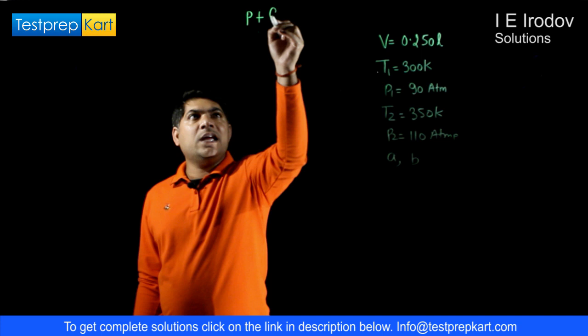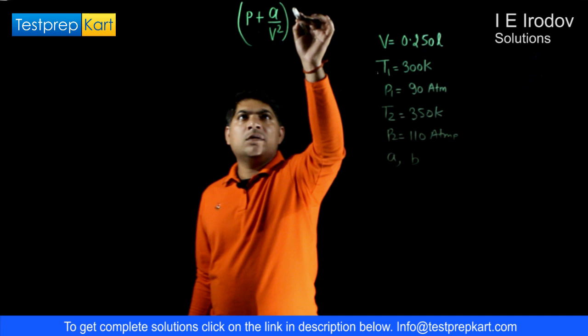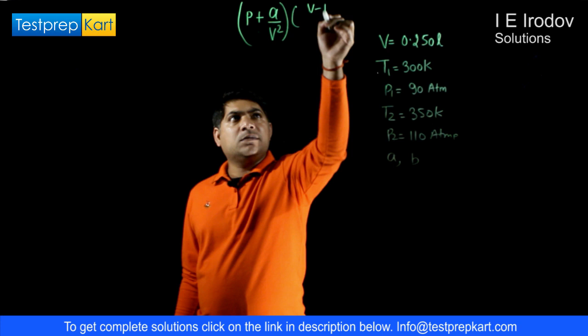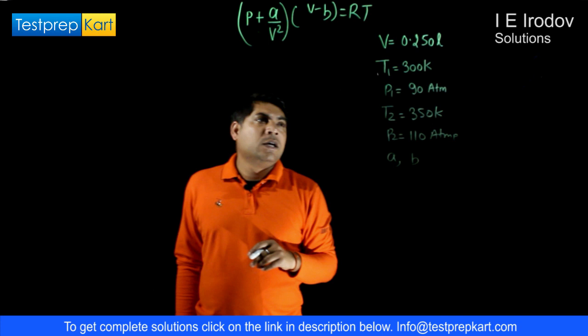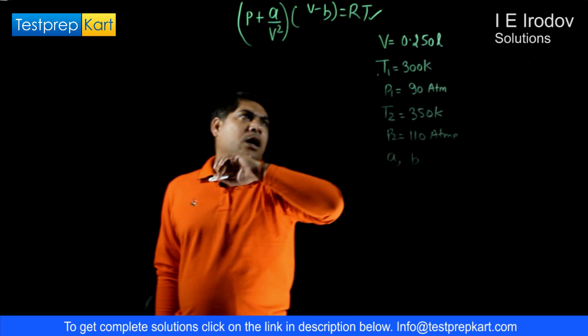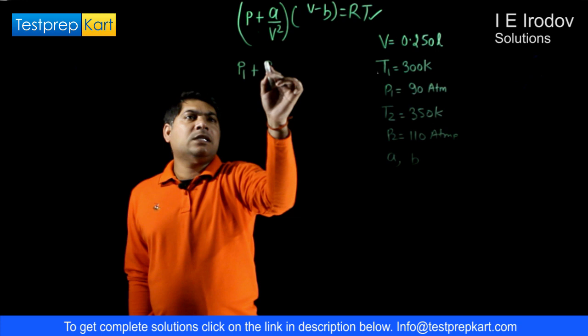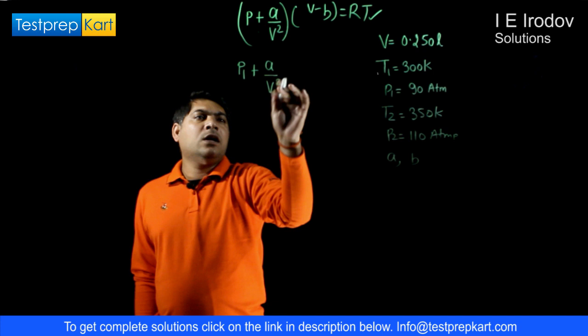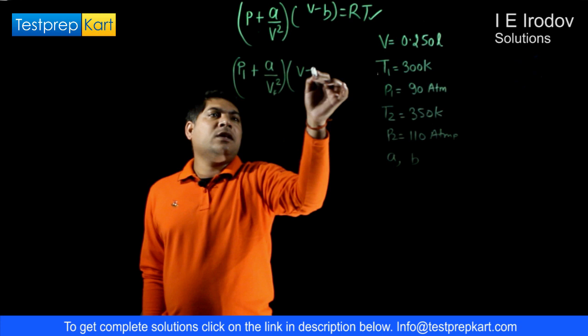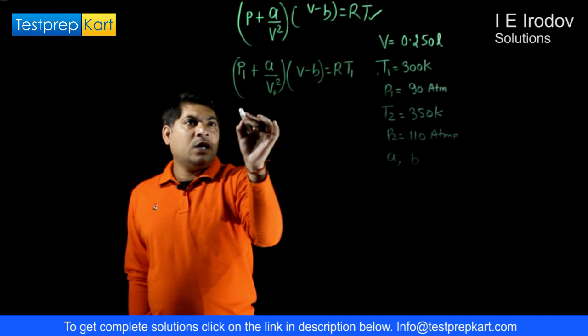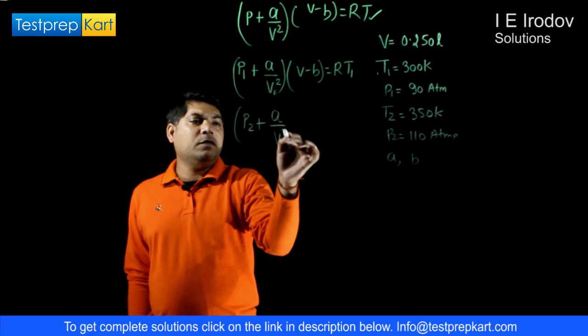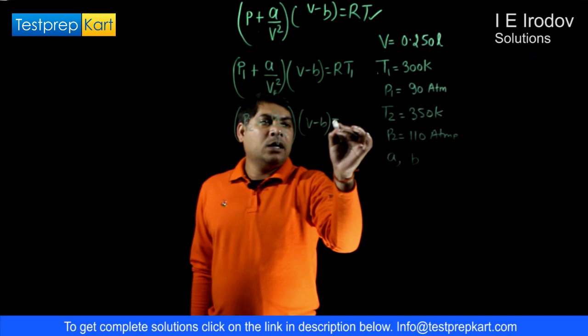square into V minus B is equal to RT, that is a constant. So if we take those two conditions, as this term will remain constant, we can write P1 plus A over V1 square, or V, volume remains the same, so we can't change this, into V minus B is equal to RT1. And for the second state, P2 plus A upon V square into V minus B equals R into T2.